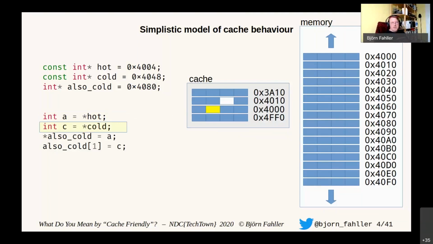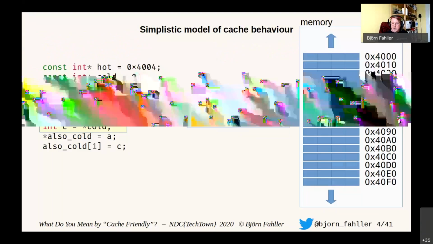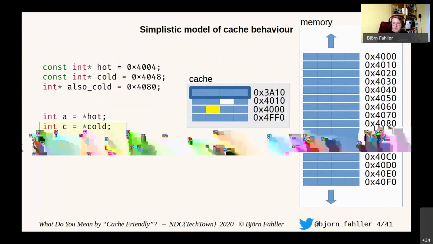But then we want to read from the pointer cold. Cold is 4048 hex. Looking in the cache, we see that 4048 is not there. So what happens then is that the CPU chooses some line in cache that it decides that we can sacrifice. Because to read something into the cache, something must go out. So in this case, it's line 0. And it's now evicted from the cache.